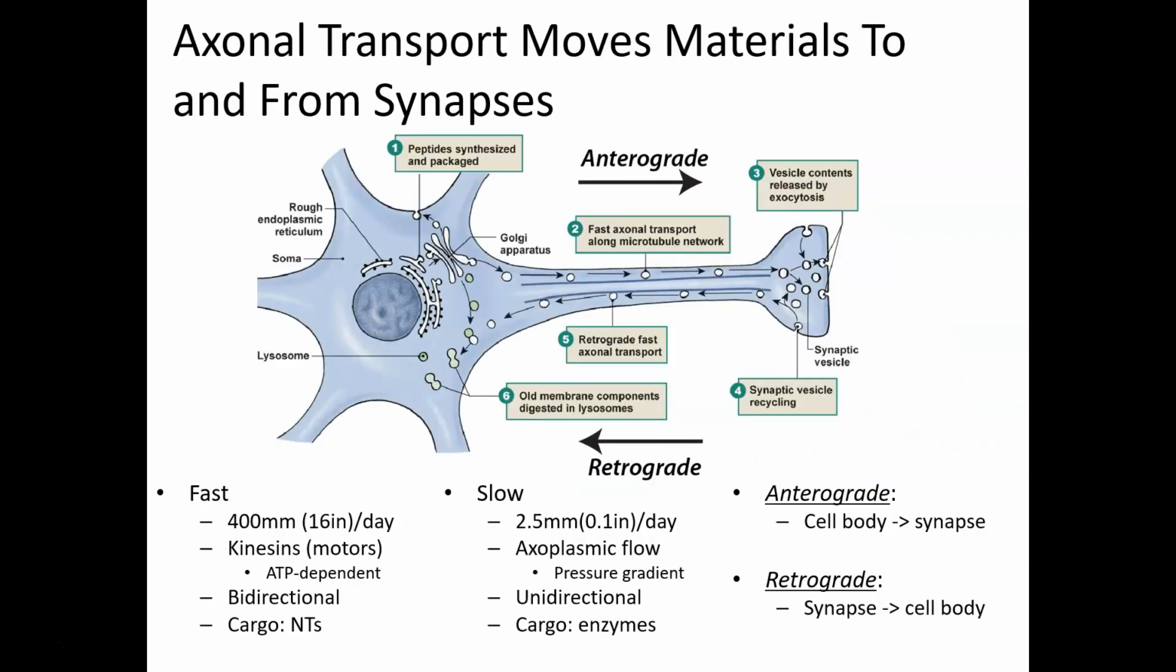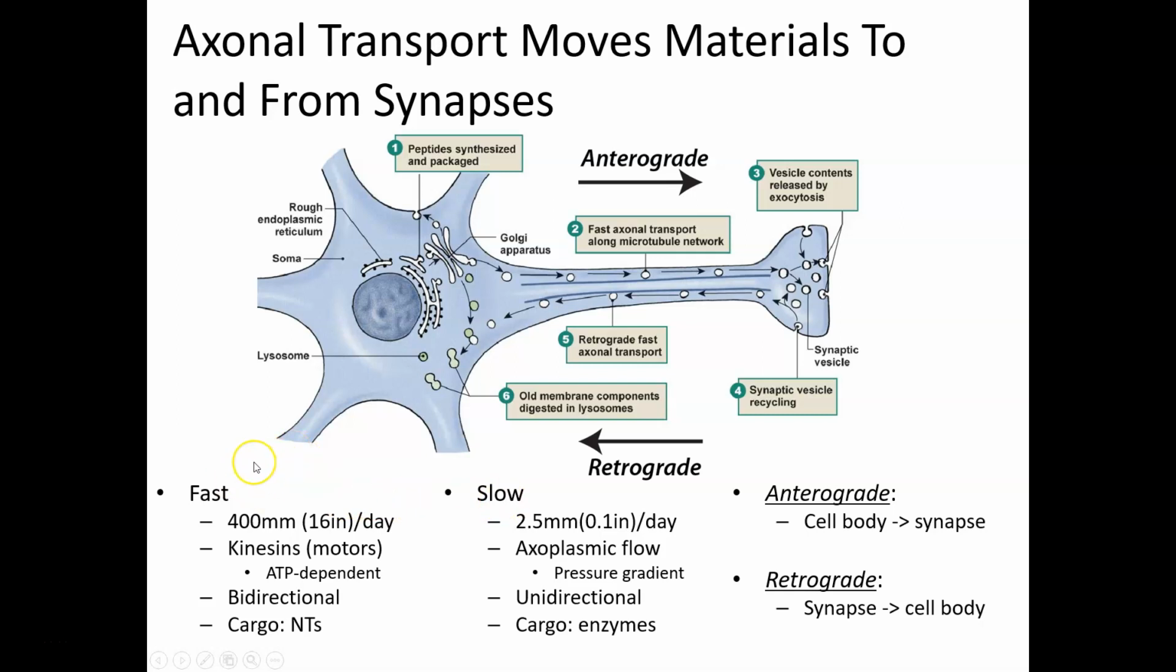So axonal transport is designed to move materials from the cell body to the synapse, and in some cases from the synapse back to the cell body. If it moves from the cell body to the synapse, it's called anterograde. If it's going the opposite direction from the synapse back to the cell body, it's called retrograde. And retro almost refers to backwards or back in time. So that kind of gives you the idea there for that.